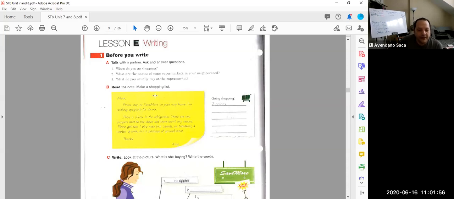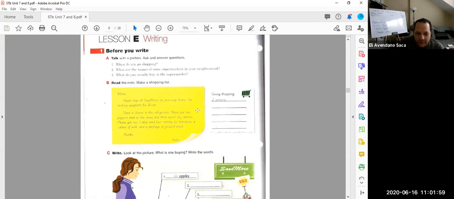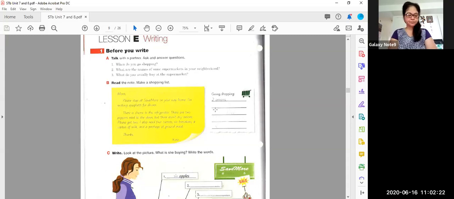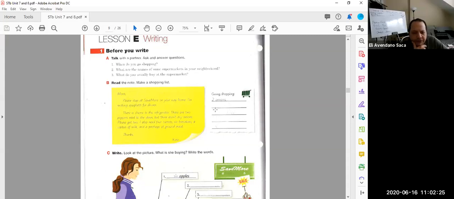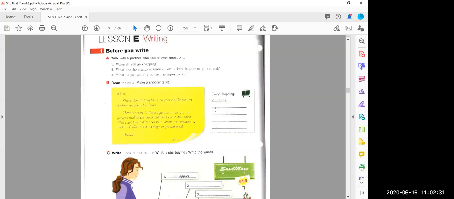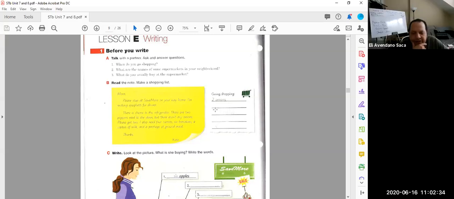All right, so now we have our shopping list, all right? So read the note, and then we're gonna make a shopping list, okay? I want you to make a shopping list. I'm gonna read the note to you and you make the shopping list. Here we go. Mom, please stop at Save More on your way home. I'm making a spaghetti for dinner. There is cheese in the refrigerator. There are two peppers next to the stove, but there aren't any onions. Please get two. I also need 4 carrots, 6 tomatoes, a carton of milk, and a package of ground meat. Thanks, Kate.